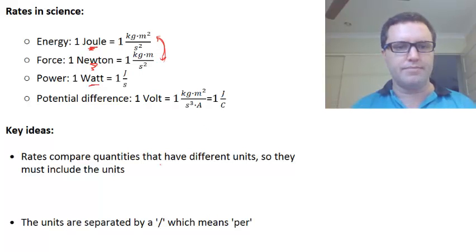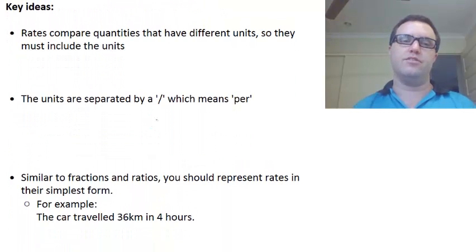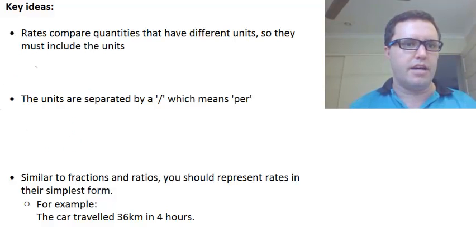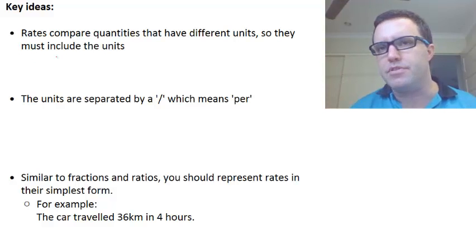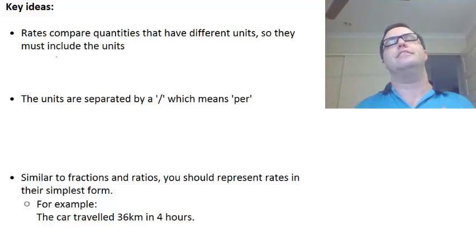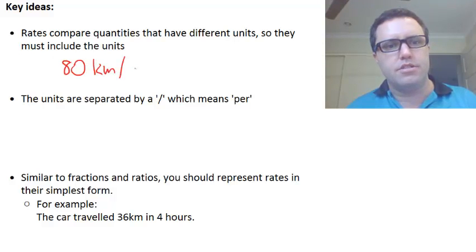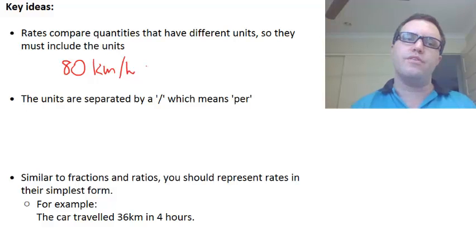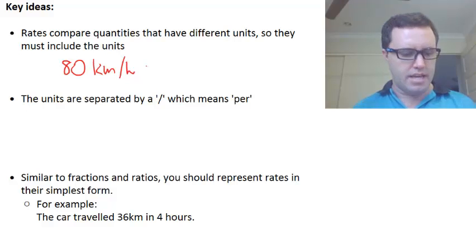But rates happen everywhere. Rates compare quantities that have different units, so they have to include the units. If someone asked, how fast are you going, Mr. Brady? and I just said 3,000, you would be like, whoa, are you serious? And if what I actually meant was 3,000 millimeters per second, you'd be like, oh, he's trying to be funny. So we've got to be very careful. For instance, you might say 80 kilometers per hour. It's important that you give the units in your rates, which is different to ratios.